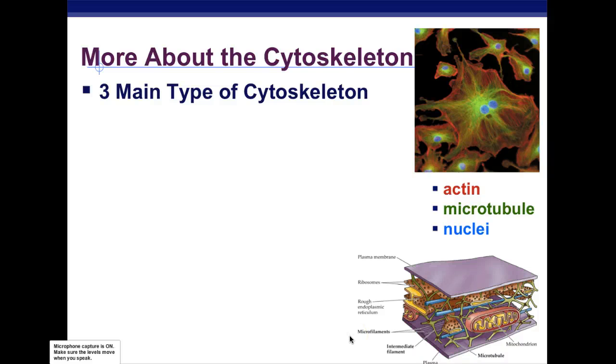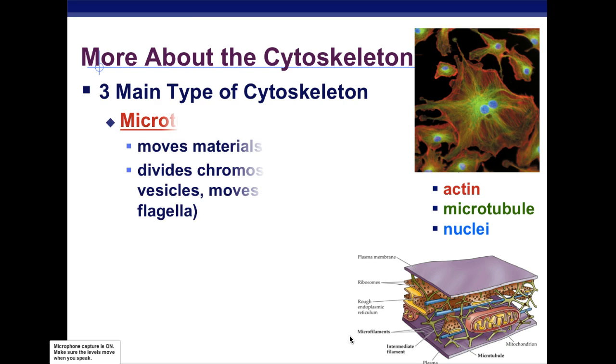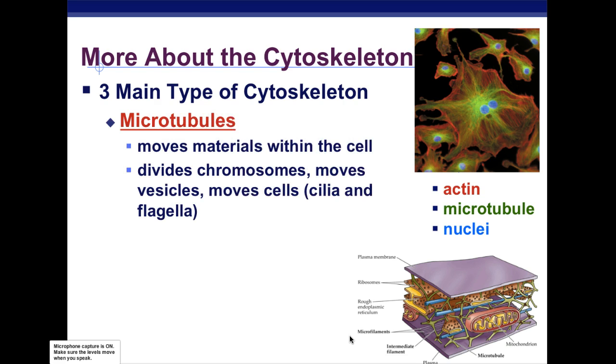So in this third part of the PowerPoint, we're going to talk a little more in detail about the cytoskeleton as well as introduce something called cell junctions. There are three main types of cytoskeleton. There are microtubules, which move materials within the cell. Microtubules also help divide chromosomes during cell division.